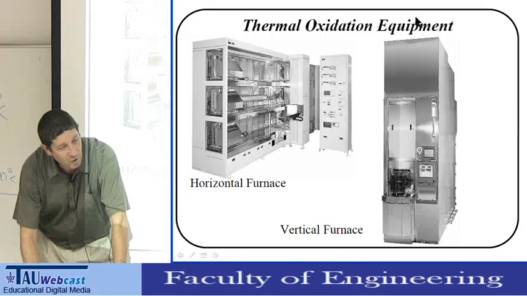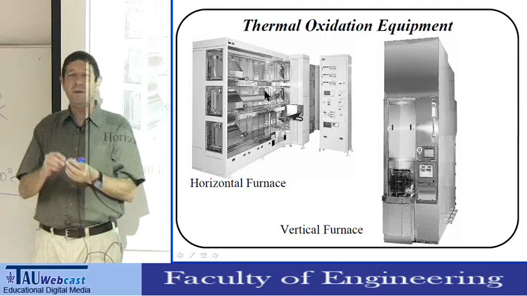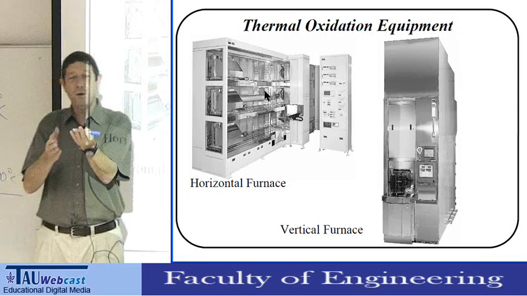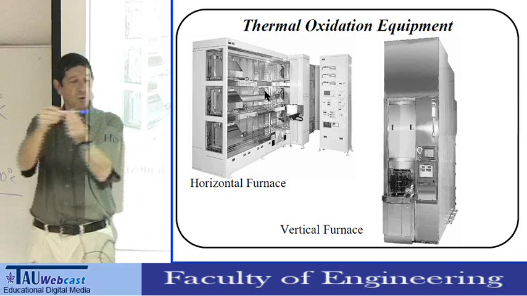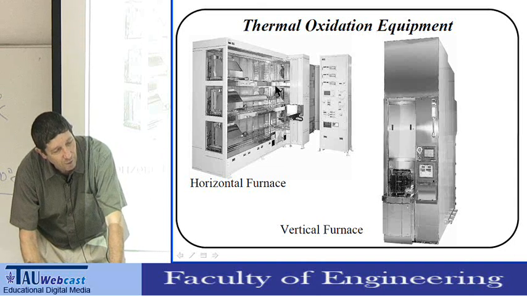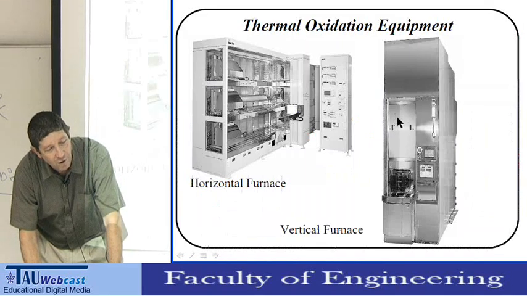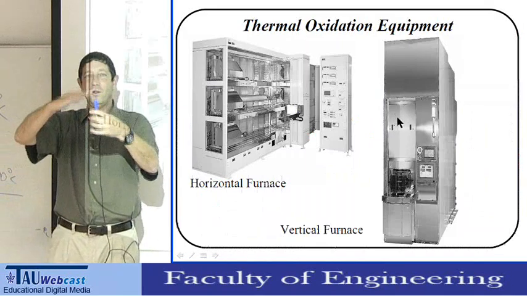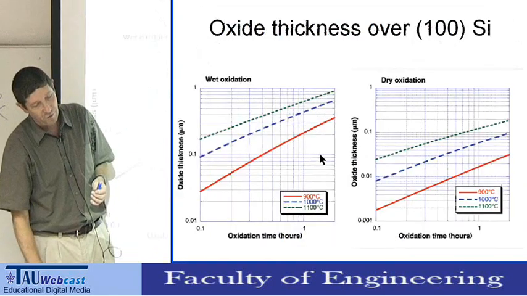This is thermal oxidation equipment. In typical equipment, some companies take a boat, put the wafers on the boat, and insert them horizontally. What you see here is the boat holder, and the wafers are going into the chamber. Or you can have a vertical arrangement, where the wafers are vertical, and it's called a vertical furnace versus a horizontal furnace.